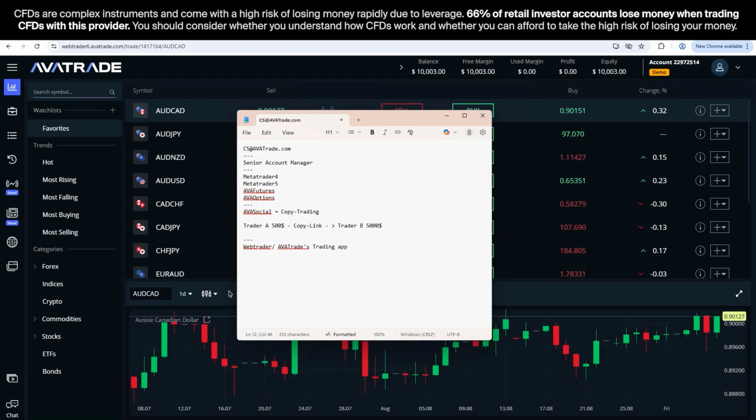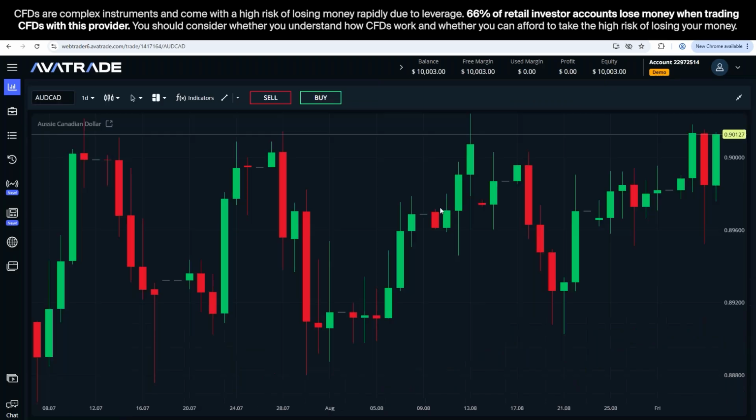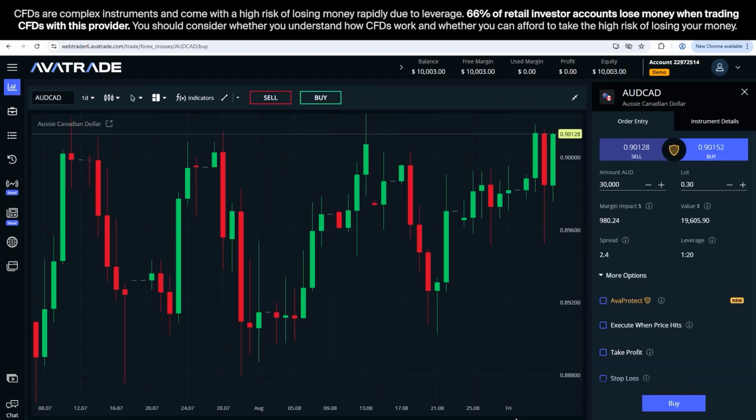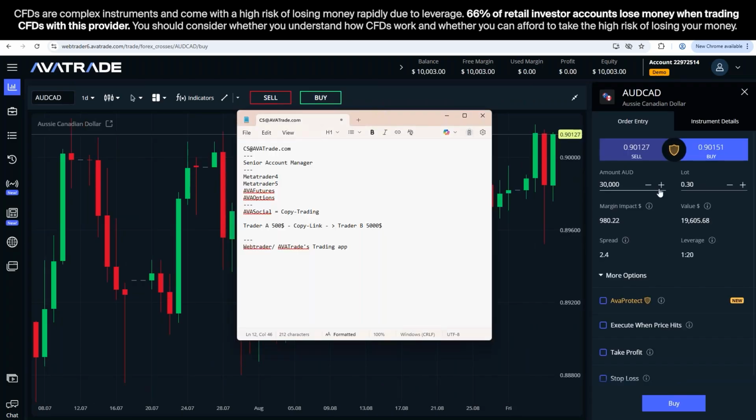In this case, what Avasocial offers is the ability to customize the lot size. This gives us the ability to copy the strategy with a lower lot size and lower margin requirement. This way we can enjoy the same strategy with a lower balance, but we can make a comparison of the performances.